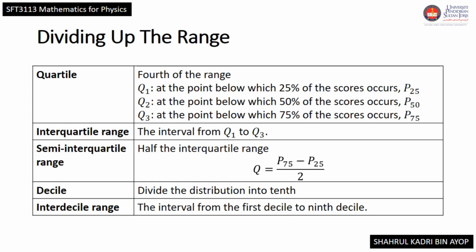We can divide a set of data into several parts. For example, if we divide the set of data into 4 parts, we can determine quartile, interquartile range, and semi-interquartile range. However, if we divide the set of data into 10 parts, we can determine decile and interdecile range.